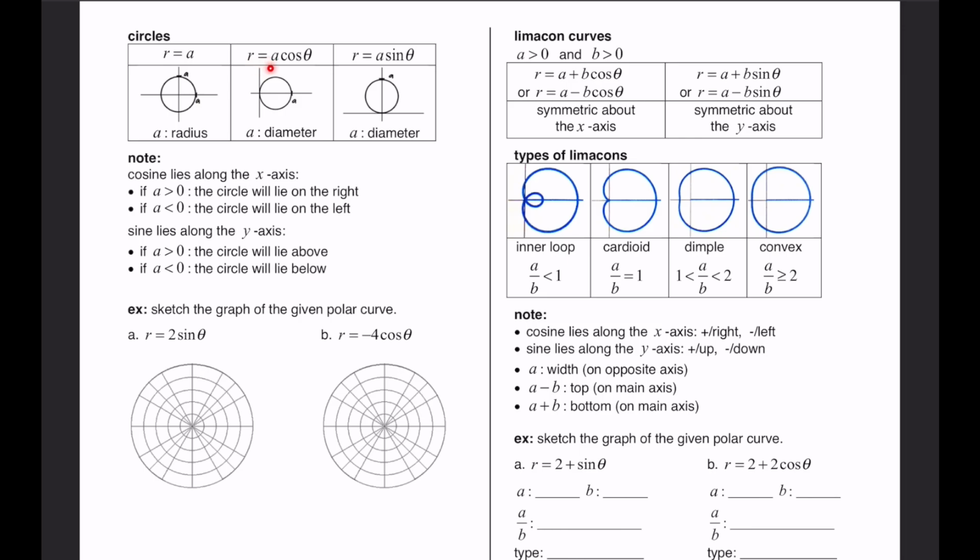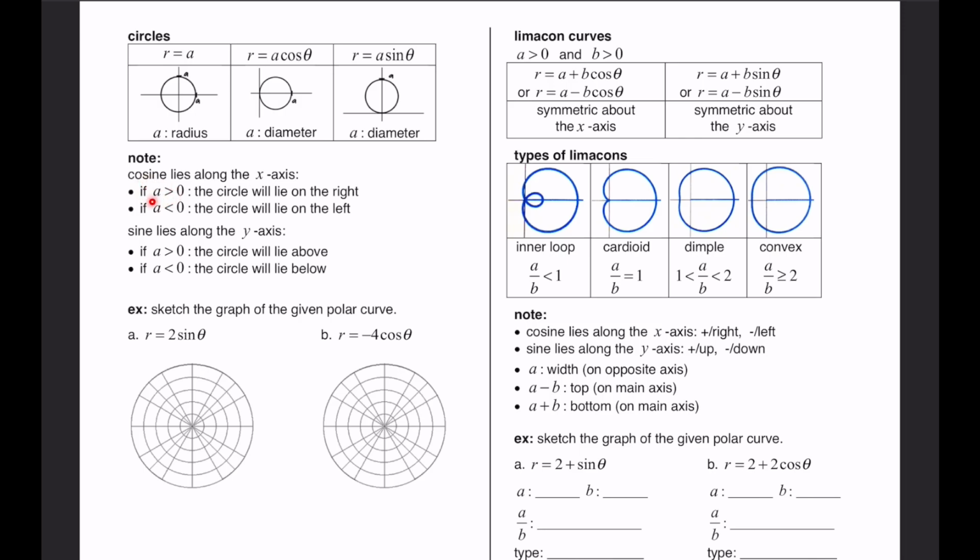Next we have r equals a cosine theta and r equals a sine theta. If you have equations in either of these forms, cosine is going to be a circle that lies along the x-axis. A in this case is going to be the diameter, so then the center would be right there at half of a. And for r equals a sine theta, it's going to be a circle that lies along the y-axis, and similarly, a is the diameter, where the center would be at a height of half of a. I have a note here: cosine again lies along the x-axis versus sine lies along the y-axis.